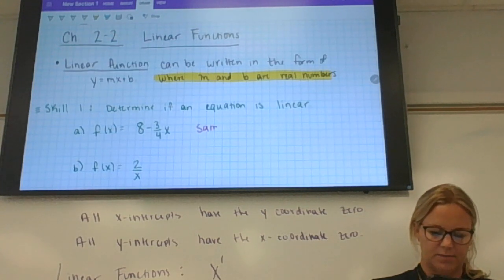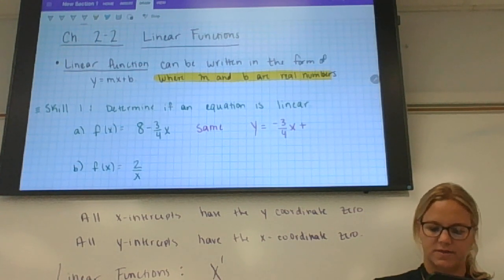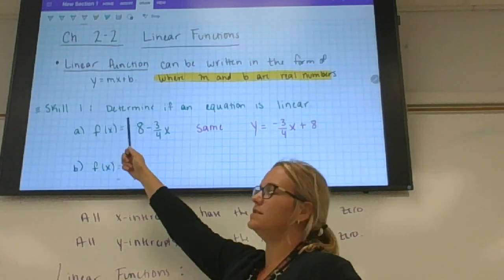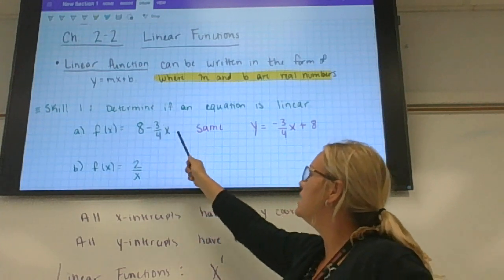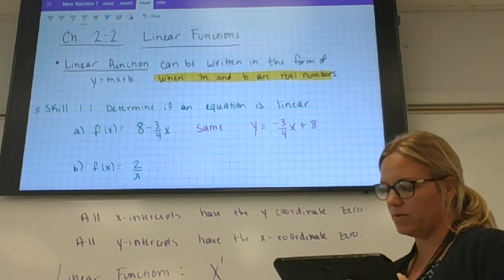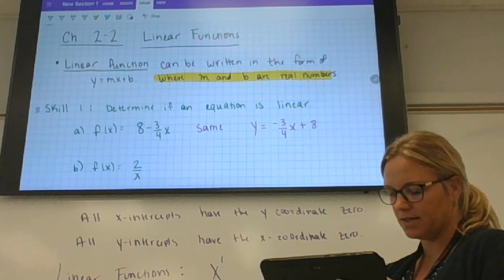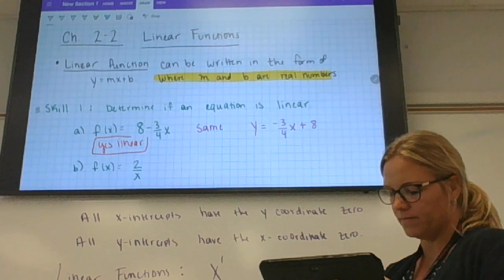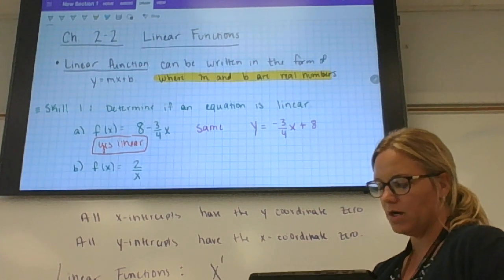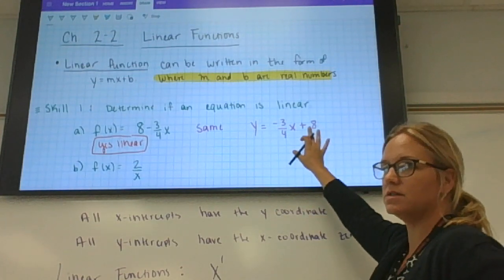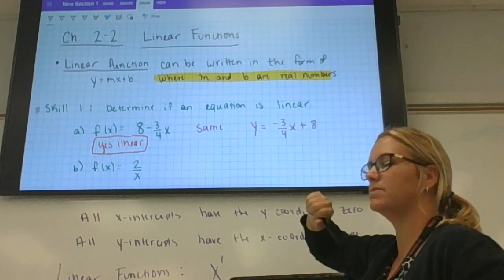So this is the same. We could rewrite this as y equals negative 3/4 x plus 8. So just take a moment. Is that equivalent? F of x is the same as y. We could put the 3/4 x first and the 8 second. And this does look just like y equals mx plus b. So this is yes, linear. You would say that m and b are both real numbers, and x is to the first power.